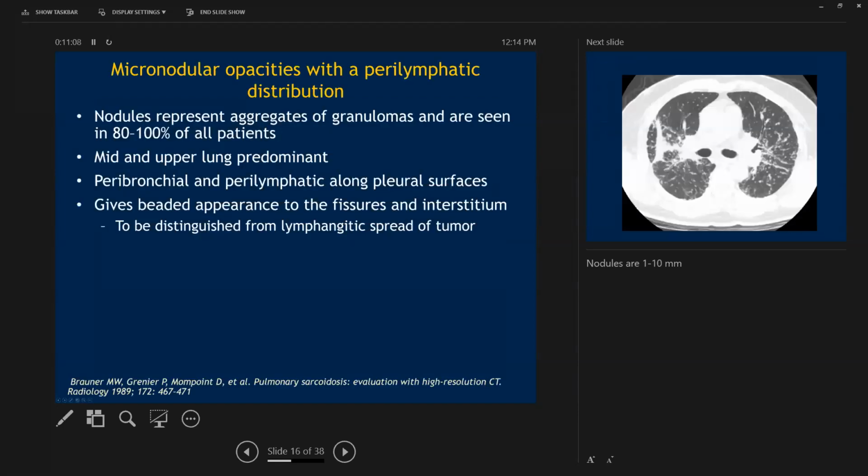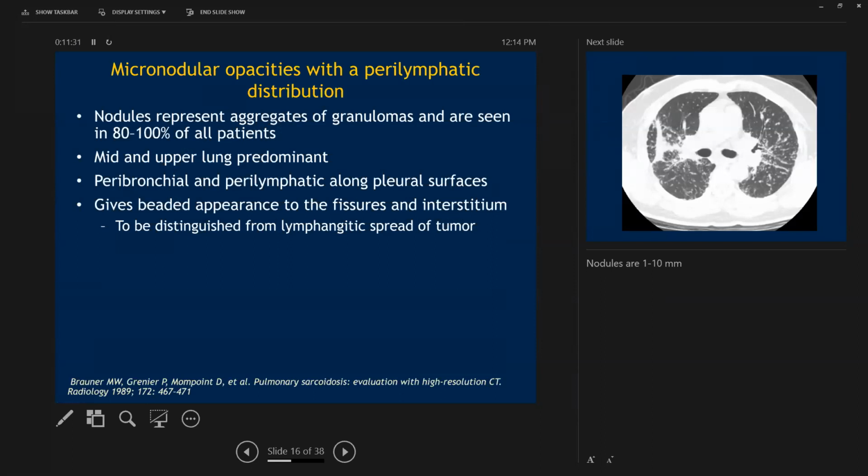The most frequent parenchymal abnormality we see is micronodular opacities in a perilymphatic distribution. These are seen in between 80 to 100% of the patients, so pretty much most of the patients we see will have some form of this. They tend to be in a peribronchial and perilymphatic distribution along the pleural surface. Again, mid and upper lung predominant.